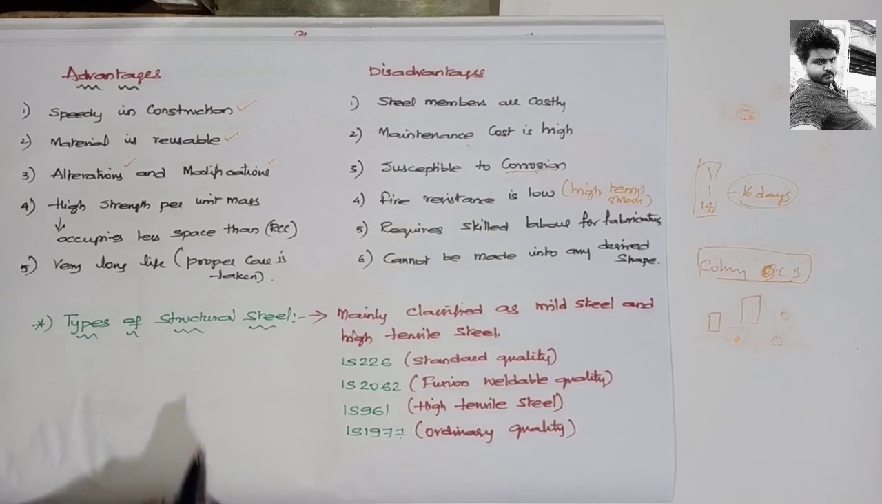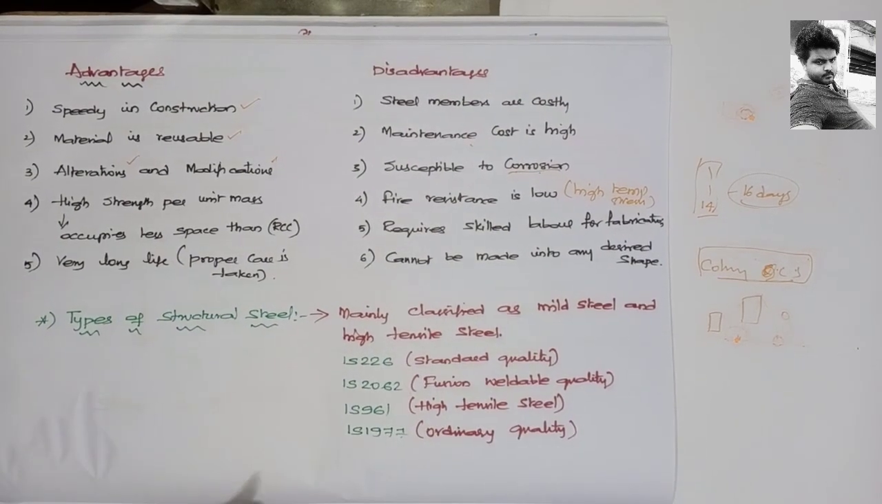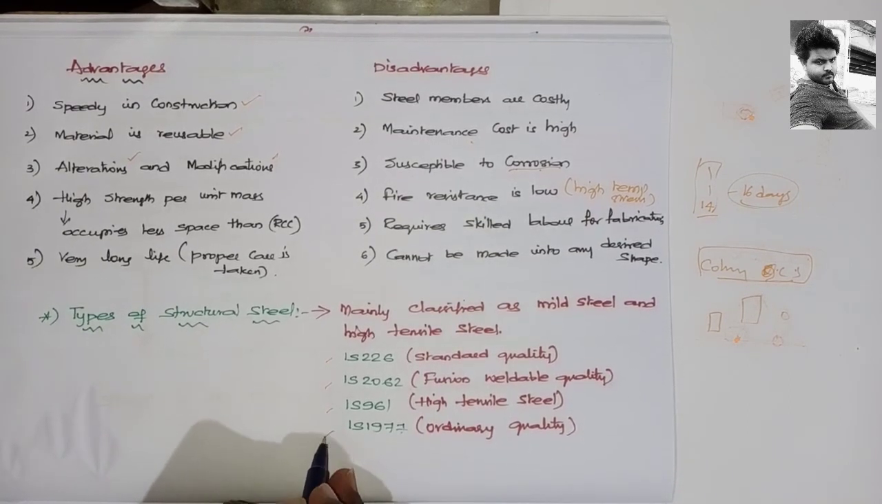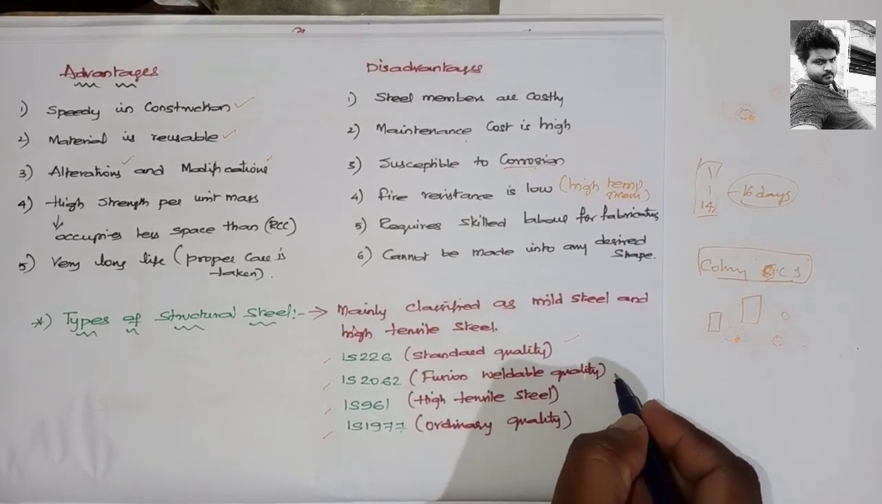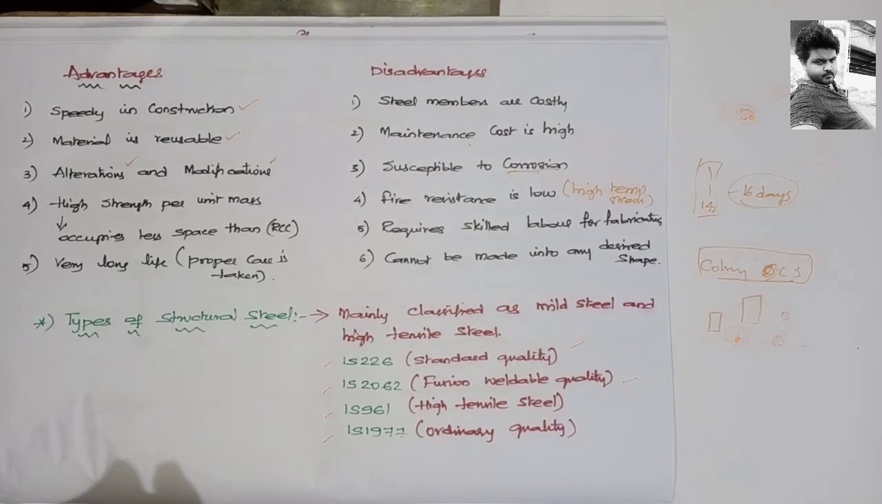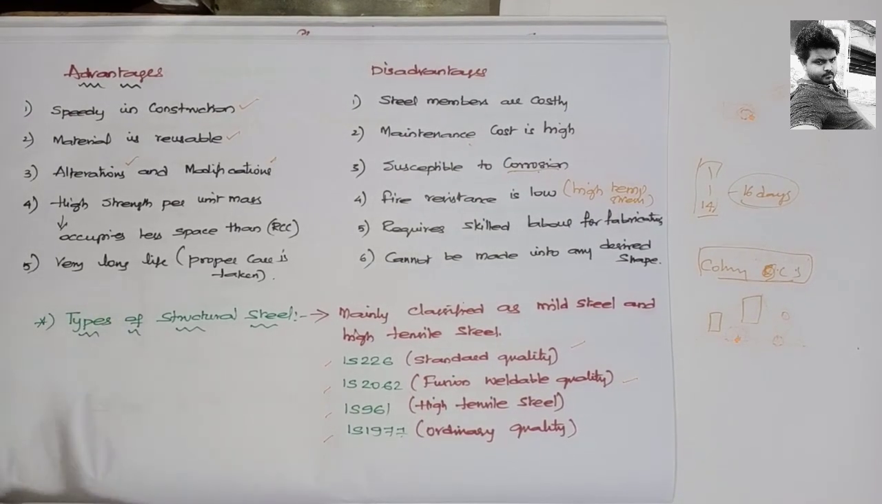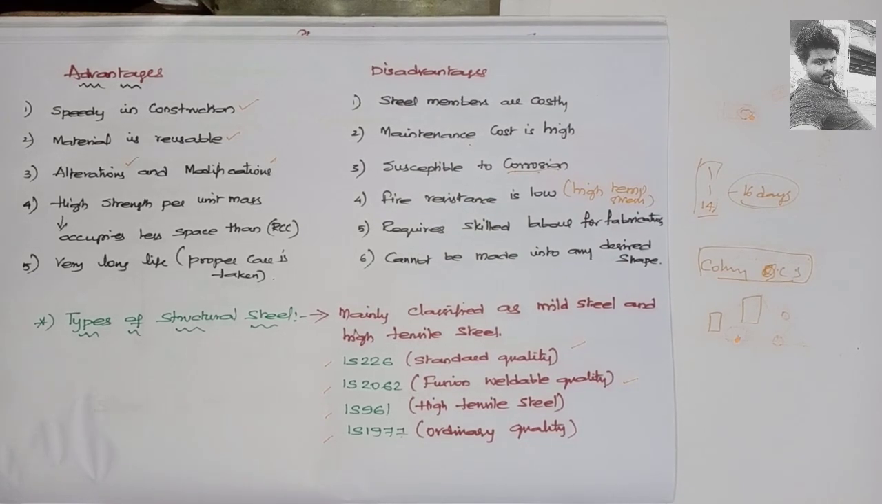Now, different types of steel structures are generally classified as mild steel and high tensile steel. These are the different codes: IS 226, IS 2062, IS 961, IS 1977, in which you will get standard quality, and fusion weldable quality, meaning arc welding, gas welding, like that. Fusion welding means what? Gas welding means fire will be developed. And then high tensile steel and ordinary requirement. Next we'll go to another slide.